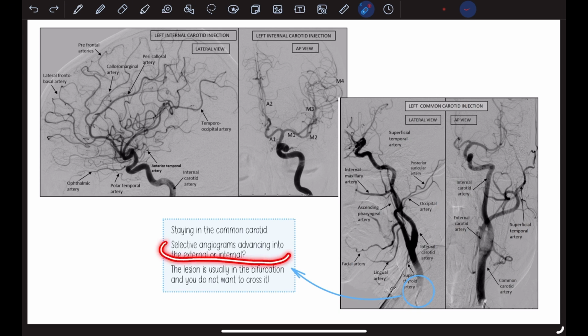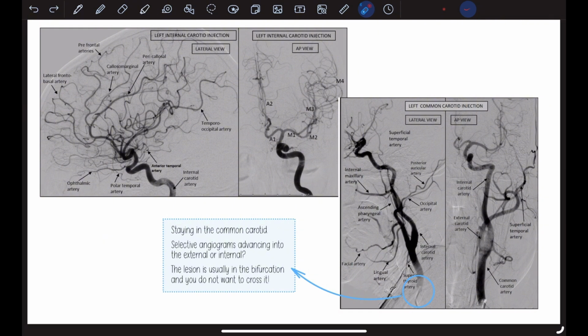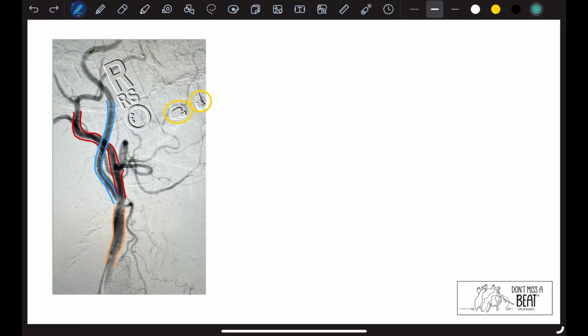Can you take selective angiograms advancing into the external or the internal? That would mean moving this up here and taking just pictures of the internal and moving this up here and just taking pictures of the external. Can you? Yes, but really only experienced operators, or again, if it's a physician who is working in that neurovascular space, has those privileges, should really advance to those areas. Now, if there's lesions or thrombus in those areas, absolutely not. We don't want to cross it with a wire or stick a catheter in there, and again, risk embolization. And like I said, the lesion's usually in the bifurcation, and you don't want to cross it, especially if you're not anticoagulated. So let's talk about some labeling.